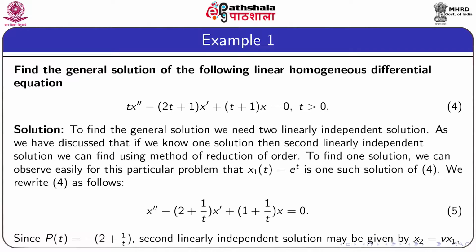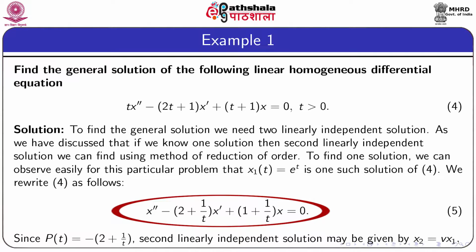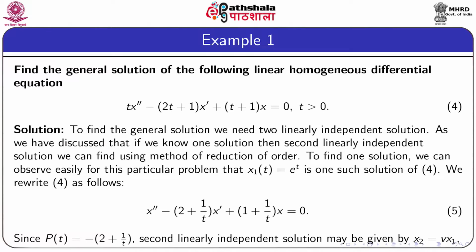Please note that this solution e^t is known previously, otherwise you have to do it by trial and error. We rewrite equation (4) as x'' - (2 + 1/t) x' + (1 + 1/t) x = 0. When we compare this with the previous general equation, we get that the function p(t) in this case is equal to -(2 + 1/t), and the second linearly independent solution may be given by x2 = v x1, where x1 is e^t.